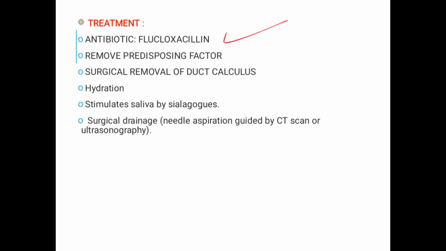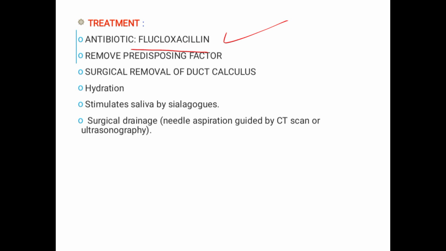Treatment is antibiotics. You will give flucloxacillin. In mumps we do not give any antibiotics. We just give antipyretics for the fever or analgesics for the pain. I forgot to tell you, there is actually a vaccine for mumps. It is a combined vaccine for mumps, measles, and rubella. That vaccine we give. Here we give the antibiotics which I have told you.